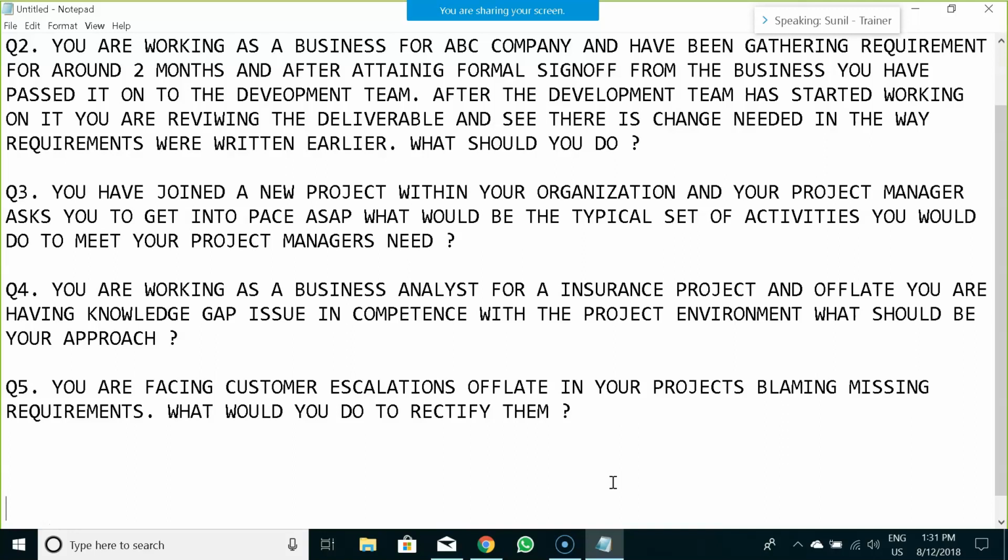Because risks are bound to happen in any project. There won't be any project in this entire universe wherein risk doesn't happen. It happens, but it has to be supported by a risk mitigation plan.